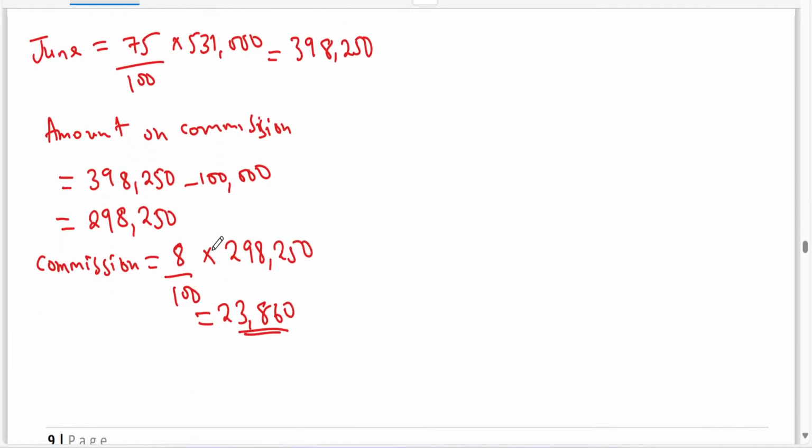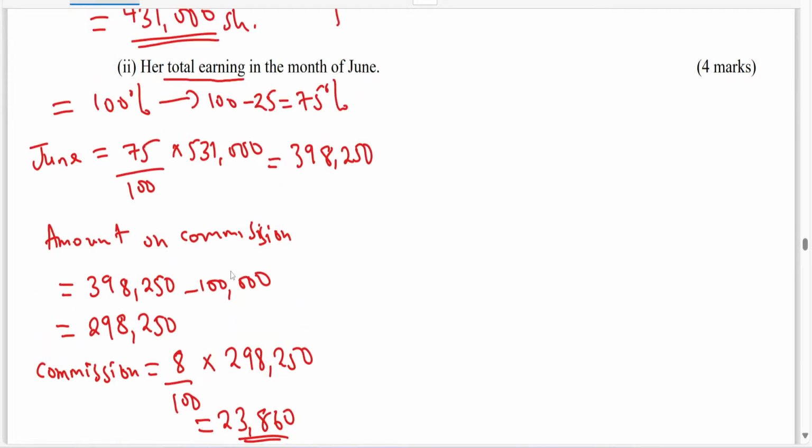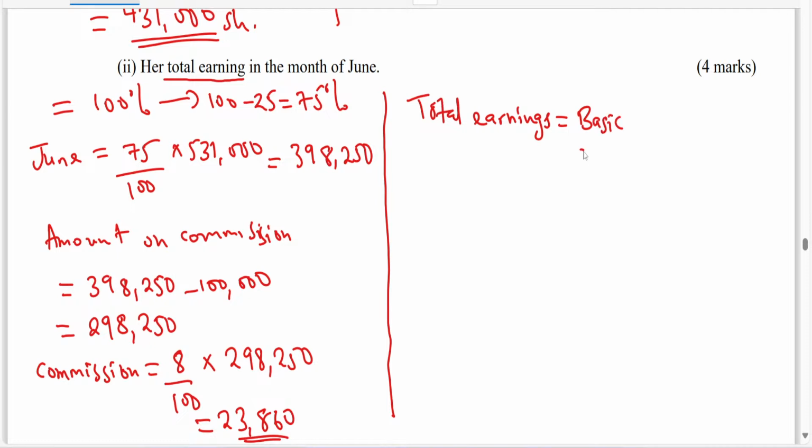Remember always, hii ni commission yako. But it's not your total earnings. Remember, your total earnings are always equal to your basic salary. Mtu atasema plus allowances, atufanye income tax, plus your commission.